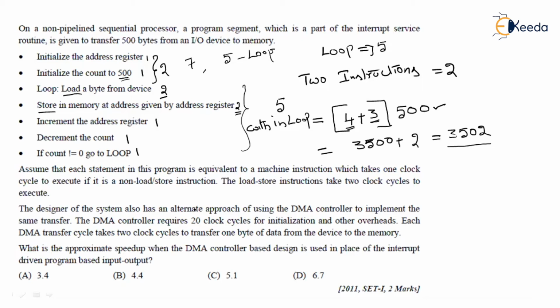Now there is another part of the question in which he is talking about a DMA approach for executing the same program. Here he said the designer of the system also has an alternate approach of using the DMA controller to implement the same transfer. The DMA controller requires 20 clock cycles for initialization and the other overheads. Each DMA transfer cycle takes 2 clock cycles to transfer 1 byte of data from device to the memory. Which means that DMA initialization alone will take 20 clock cycles.